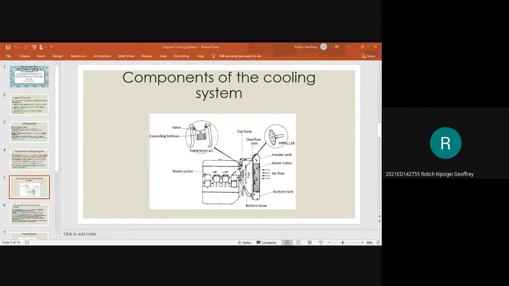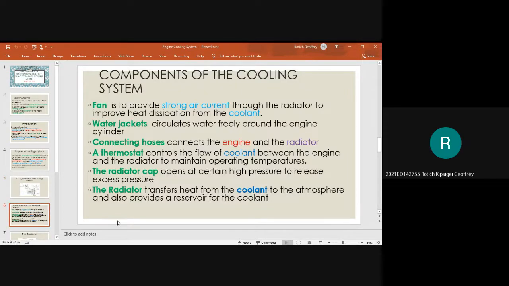So we'll move to the next thing, and it's to identify the components of an engine cooling system. Can you see the diagram? Yes, it is visible. I can see a thermostat. I can see an impeller. I can see a water jacket. Bottom tank. Valve. Also the airflow and a fan. Okay, thank you so much. Those are the components of an engine cooling system. So we will move to the next slide.